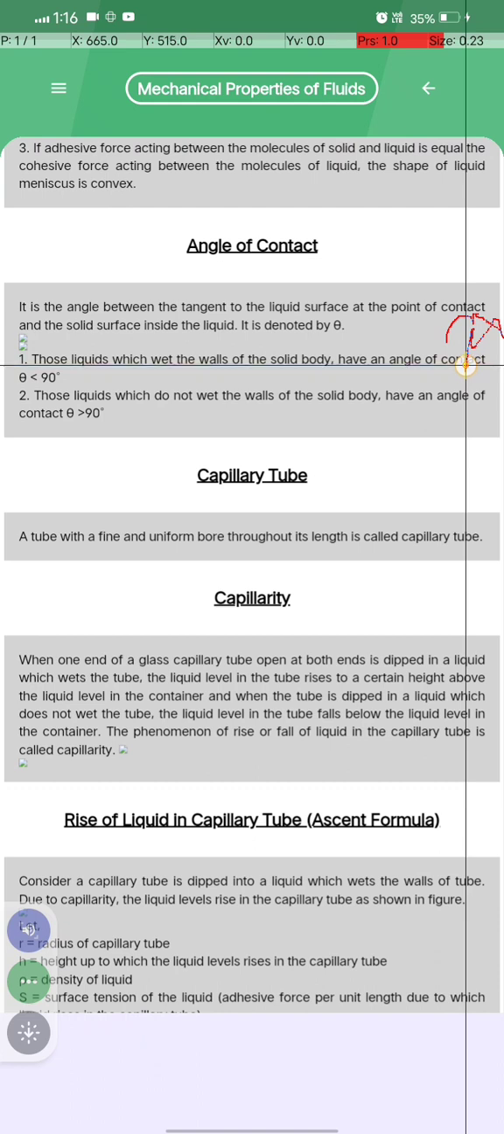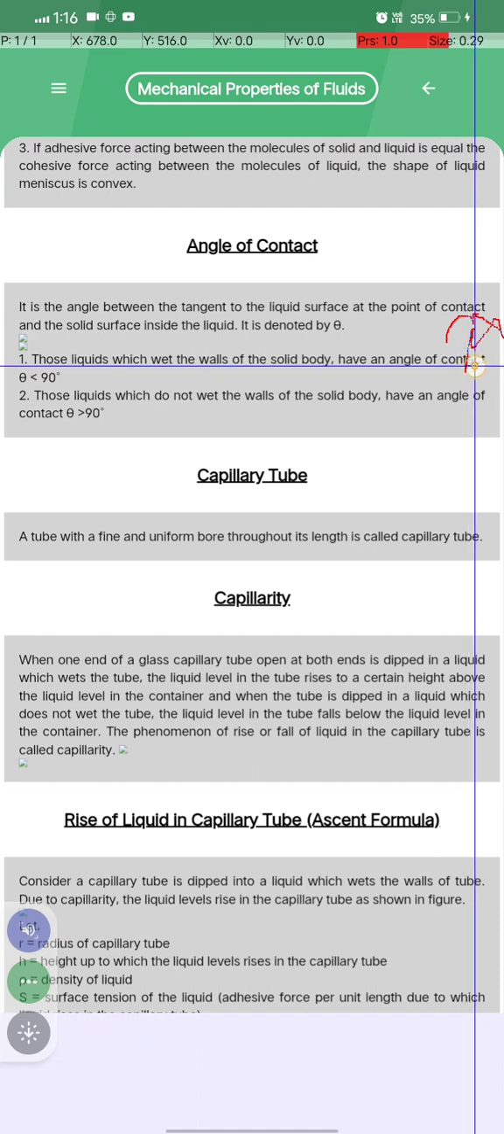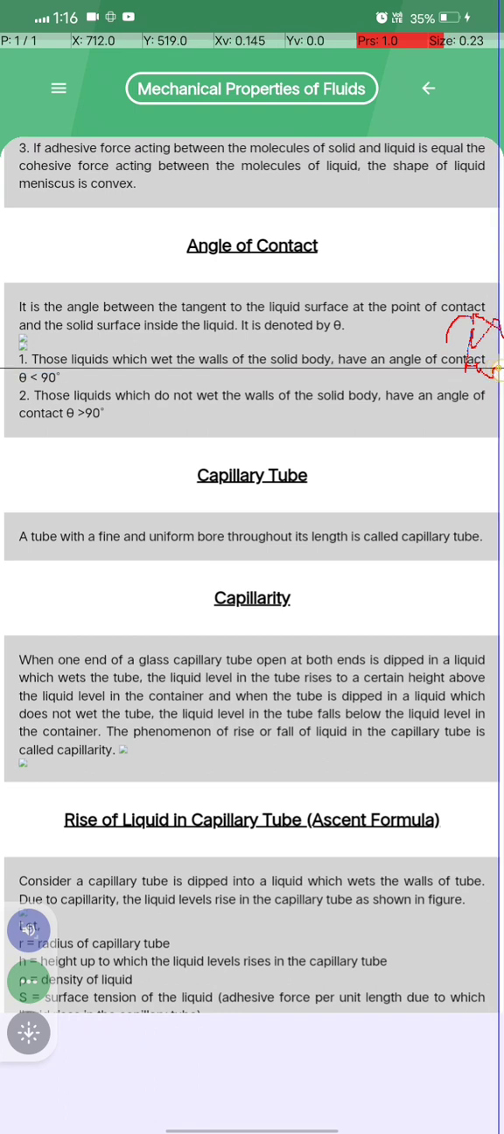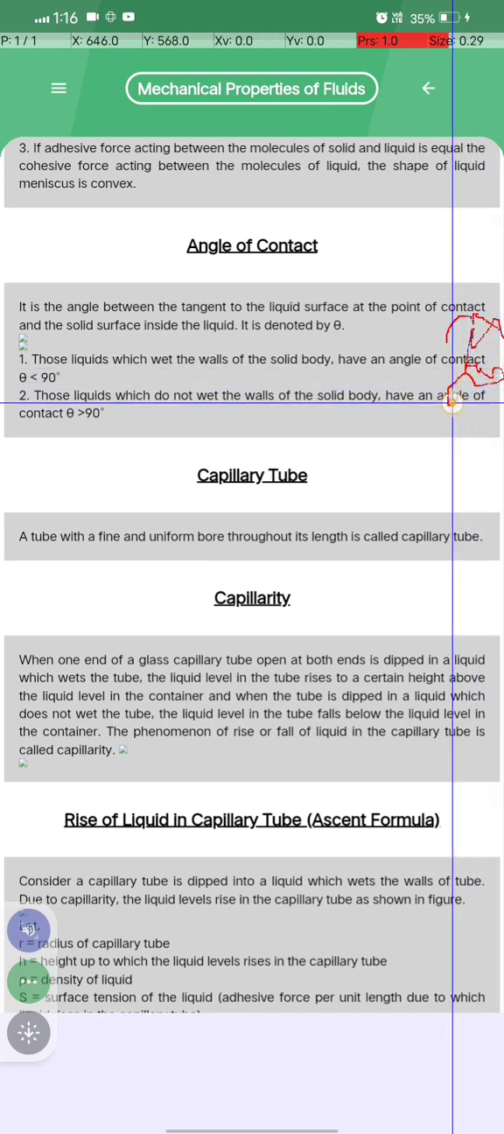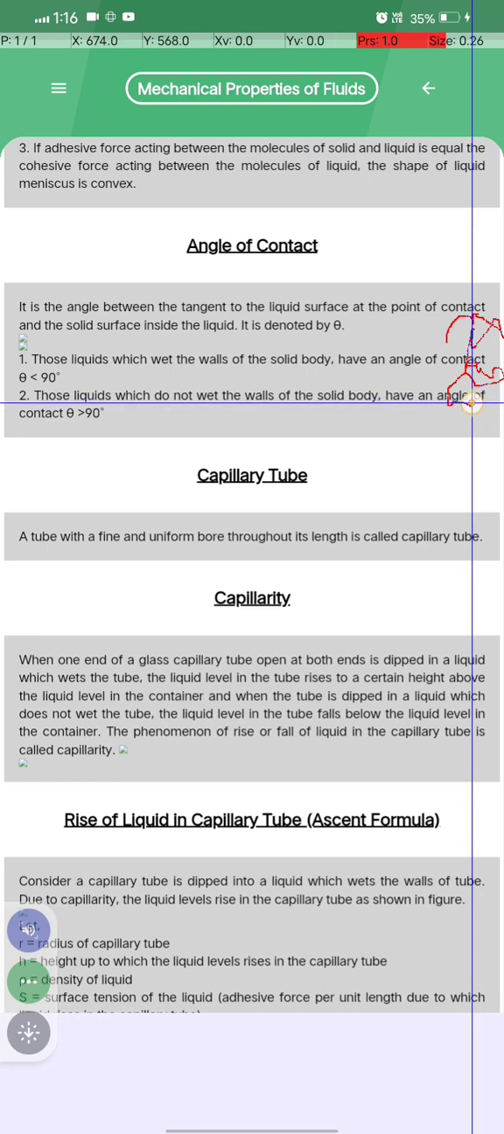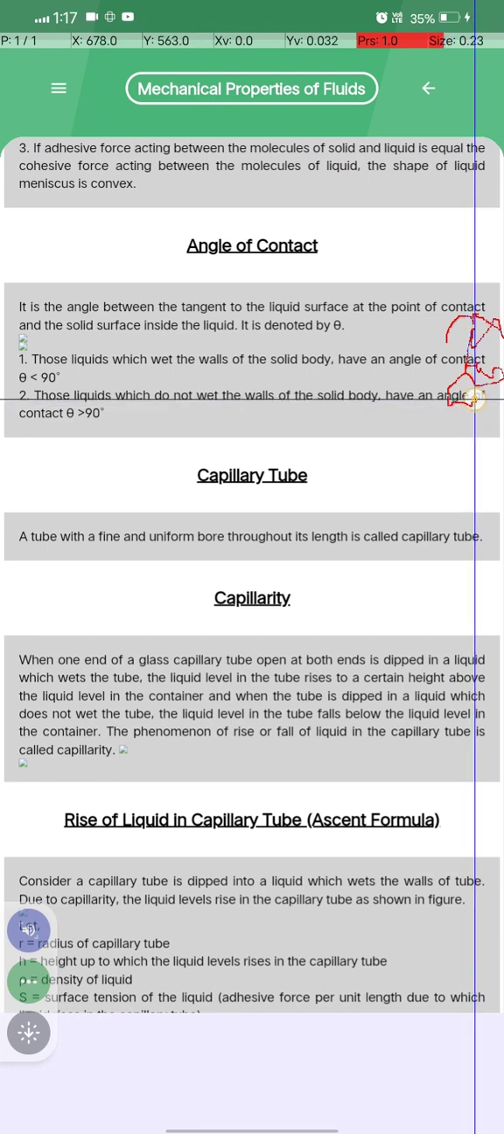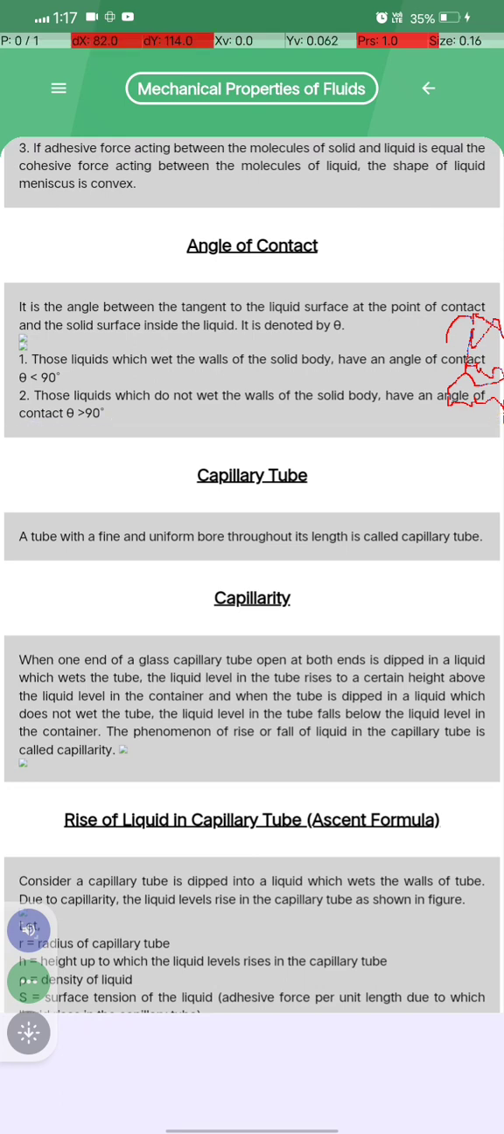Those liquids which wet the wall of the solid body have an angle of contact less than 90 degrees, and those liquids which do not wet the wall of the solid body have an angle of contact greater than 90 degrees.